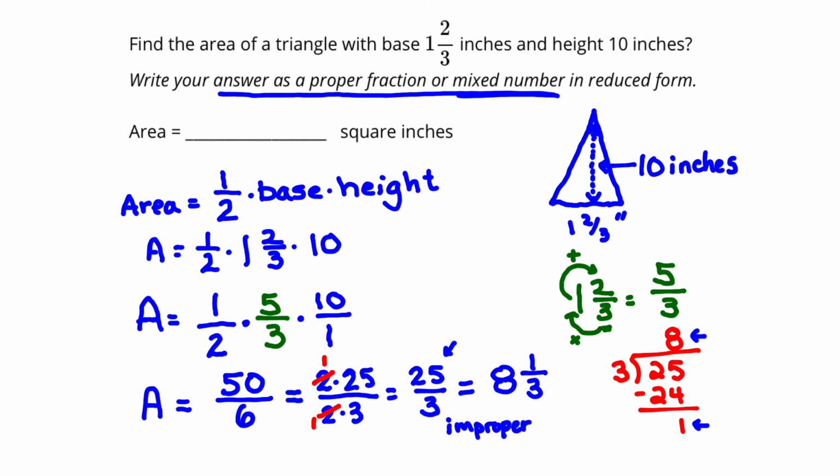And that's it. That's our answer. The area of a triangle with a base of 1 2/3 inches and a height of 10 inches is simply 8 1/3 square inches. And we're done.